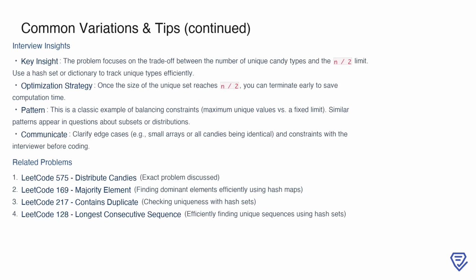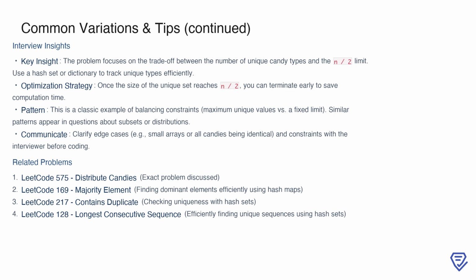From an interview perspective, this problem emphasizes the balance between maximizing unique candy types and adhering to the n divided by 2 limit. A hash set or dictionary is an ideal tool for efficiently tracking unique types. To optimize further, you can terminate early once the size of the unique set reaches n divided by 2, saving computation time. This problem also demonstrates a common pattern of balancing constraints, which shows up in other challenges like subsets or distributions.